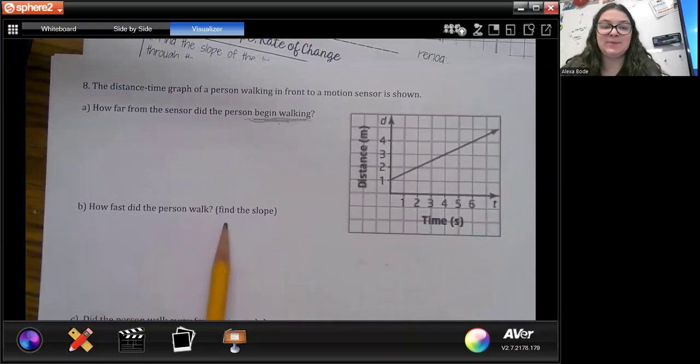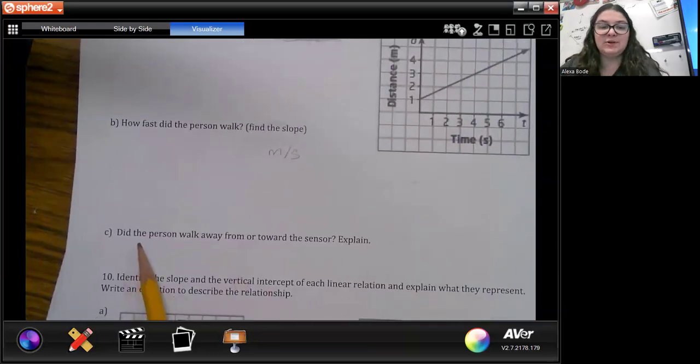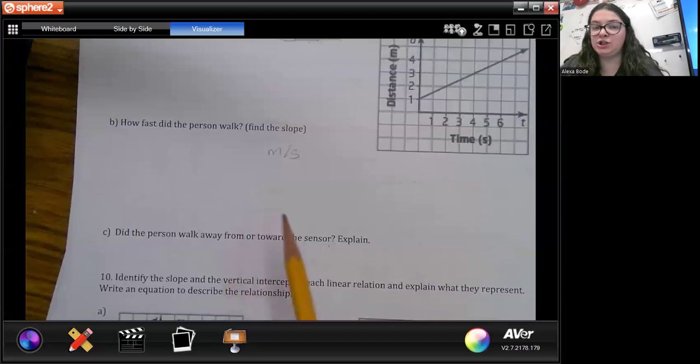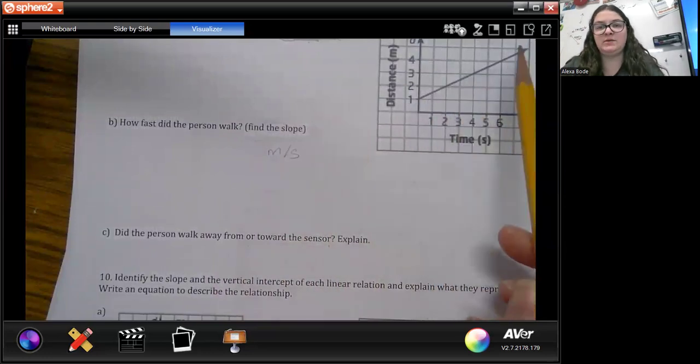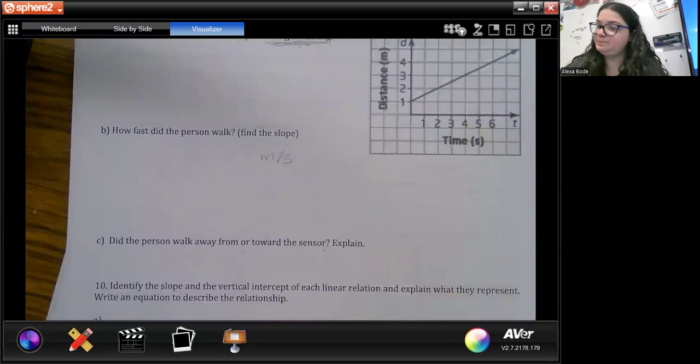Then it says, how fast did the person walk? And it even tells you you're finding the slope. So the slope is the speed, and it would be meters per second. And then last one, did the person walk away from or towards the sensor? So if their distance is getting larger, it's walking away from the sensor, because the distance between the person and the sensor is moving away. Whereas if they are getting closer and their distance is getting smaller, it's going to walk towards it. So think about, what does this graph mean? Is it walking further from the sensor or closer to the sensor?